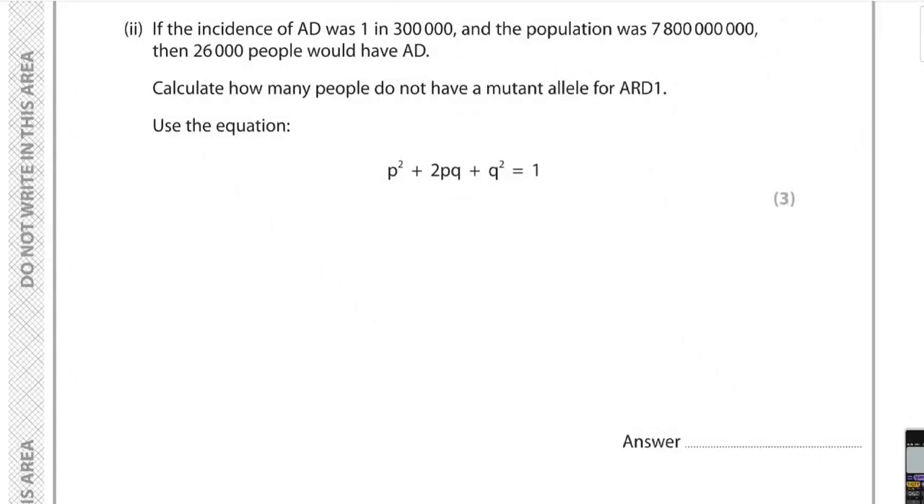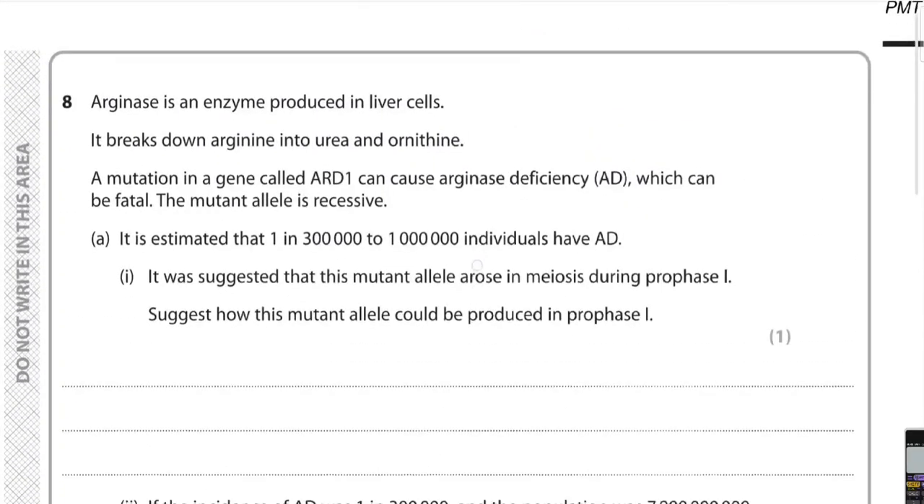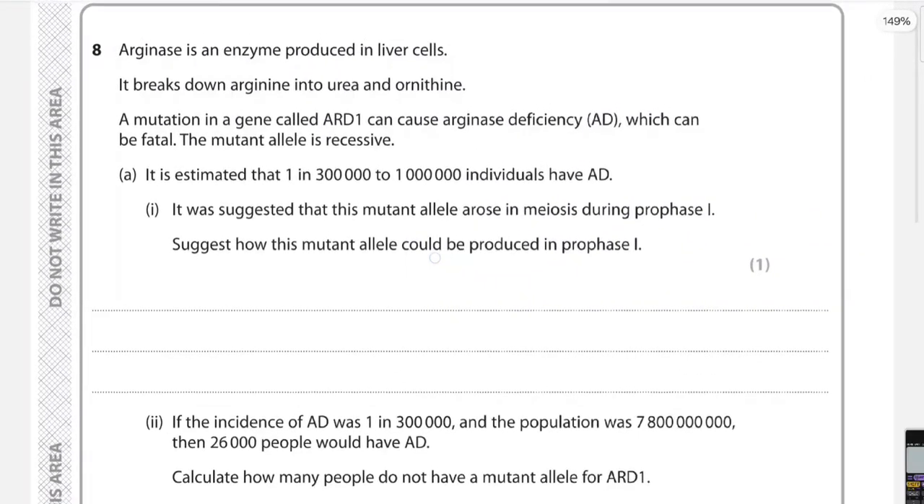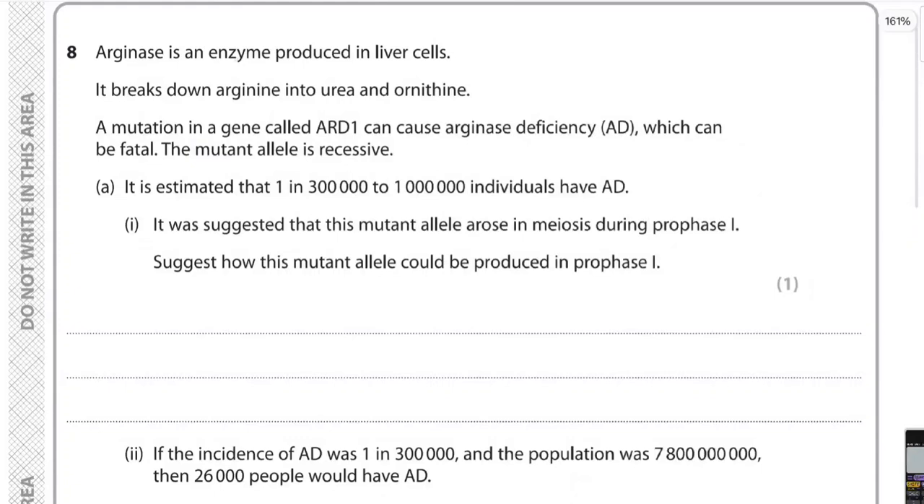Hi everyone, let's see how we can solve this Hardy-Weinberg equation. For this question, it says that the incidence of AD. We haven't learned what AD is, so I have to read the introduction of the question, which says that arginase is an enzyme produced in liver cells. It breaks down arginine into urea and ornithine. A mutation in a gene called ARD1 can cause arginase deficiency. So AD is arginase deficiency, which can be fatal.